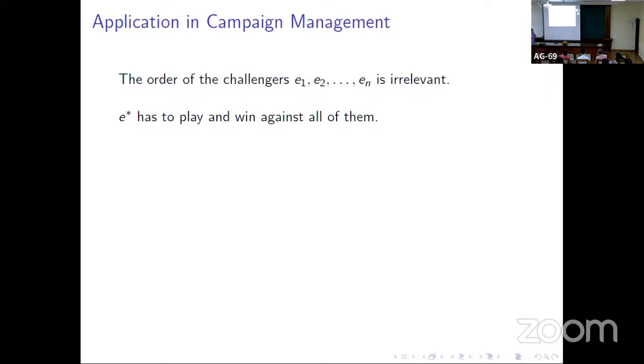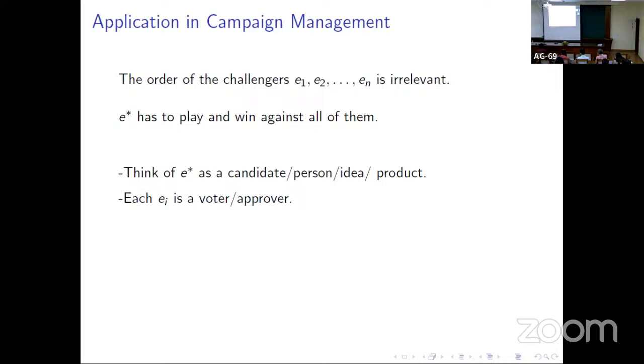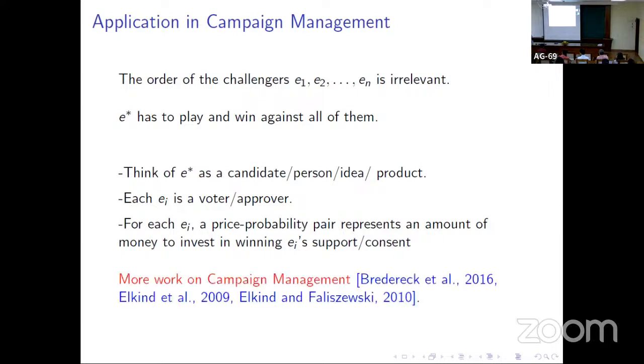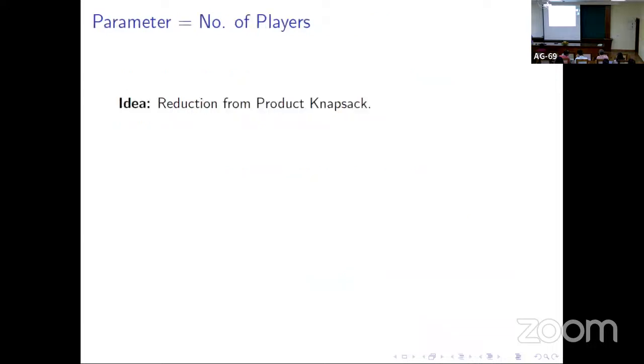So this has application in campaign management also, because here, if we think of E star as a candidate or a product or idea, and these E_i as voters or approvers that we want to win, then there is a price-probability pair for every player. So we can think about how we are going to bribe these voters or approvers, and how we should distribute this bribe among these approvers so that we can win their confidence. So this comes as an application in campaign management, and more work on campaign management can be seen in these works. Now let's move to the technical part.